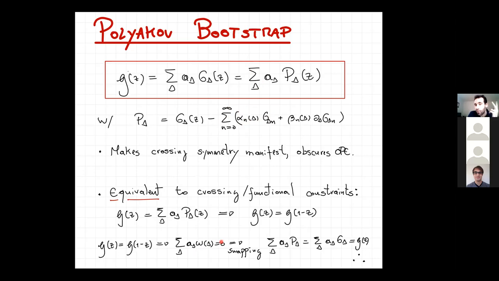So basically, we've reformulated the crossing equation in yet another way. We've proven that the crossing equation is completely equivalent to demanding that CFT correlators have a representation of this form, where this Polyakov block is precisely the Polyakov block that I defined before.